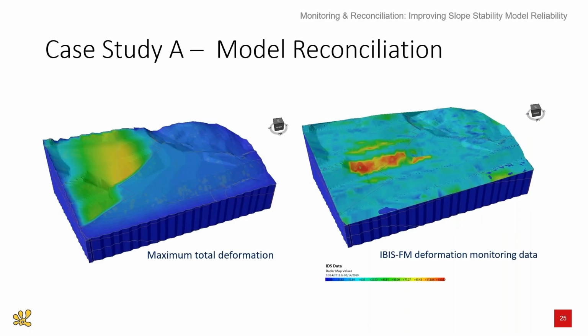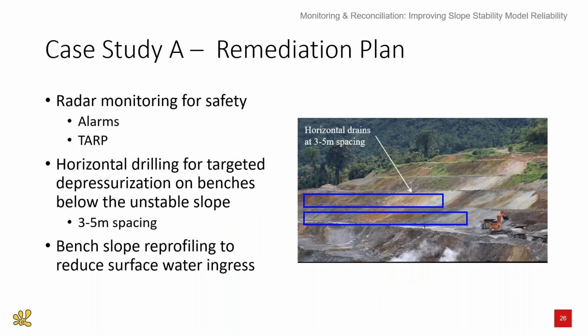And then comparing the total deformation from RS3 to the radar data, we found that the hotspots didn't quite match perfectly. They had generally the same properties in terms of area and magnitude of movement, but the patterns weren't perfect. As you can see on the left, there's more deformation shown in the entire slope in the numerical model.